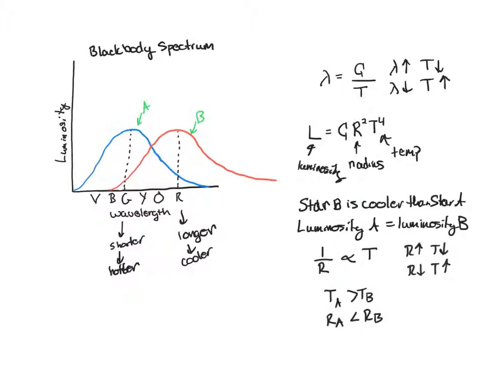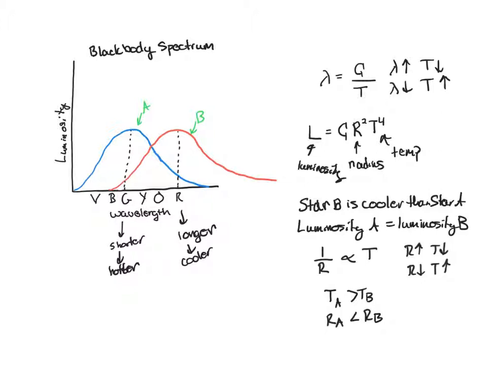So when you see stars that have the same peak luminosity but have different surface temperatures, that means their radiuses have to be different. And so temperature and the radius are inversely proportional to each other.